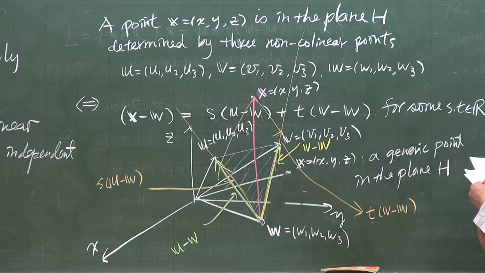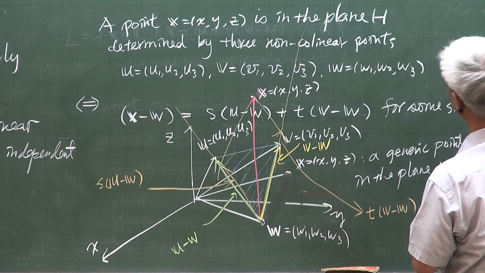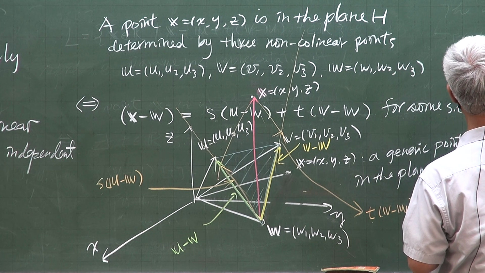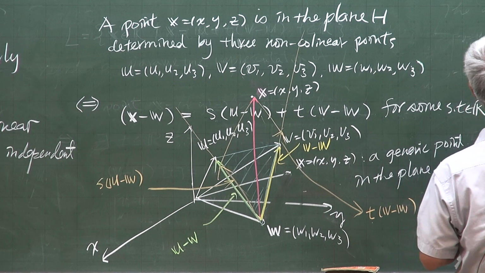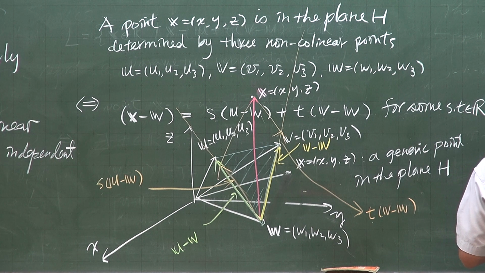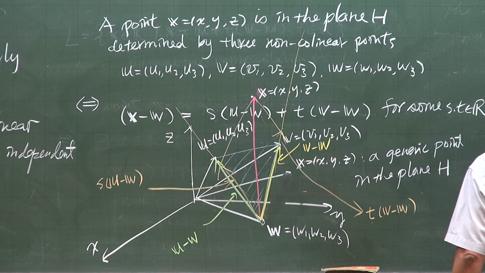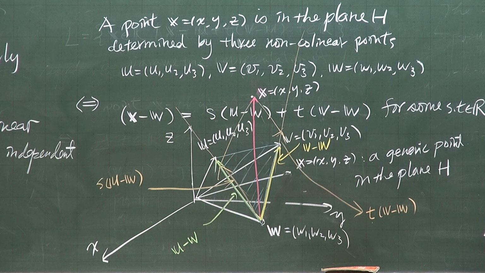Okay, so for the plane, this is saying that X is equal to W plus S times U minus W plus T times V minus W, and thus H can be described by X equal to W plus S times U minus W plus T times V minus W. So this is a parametric representation of H.